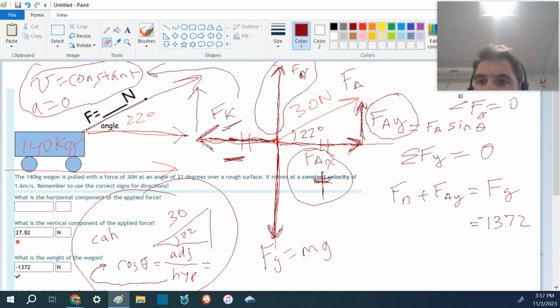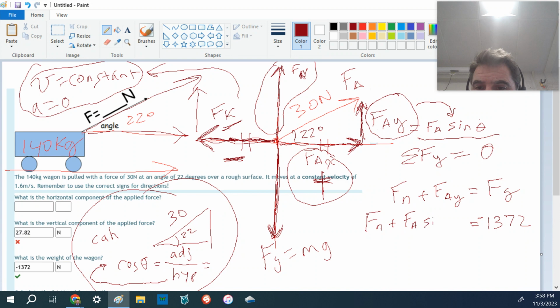Just to show you a little bit easier to see it, that's the vertical component right there. Fay is Fa sine theta. So we have Fn is what I want to know. So basically what I'm going to have is Fn plus Fa sine theta, which will give me Fay, equals a negative 132. And so then if I do this, I have Fn equals, and actually we should look at this as a positive in this way.